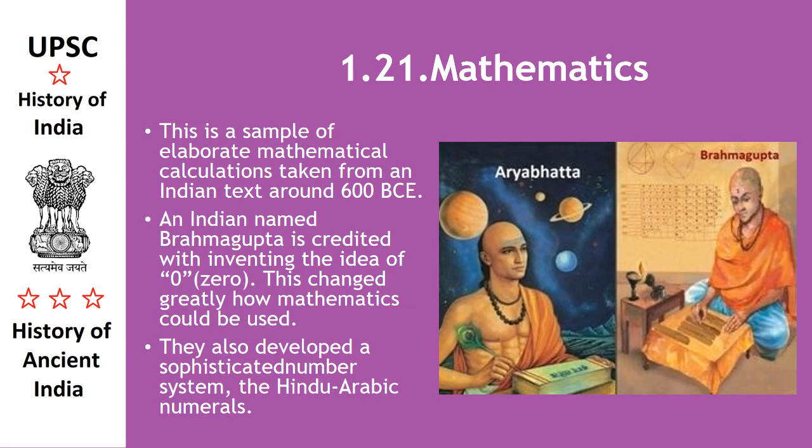Mathematics. This is a sample of elaborate mathematical calculations taken from an Indian text around 600 BCE. An Indian named Brahmagupta is credited with inventing the idea of zero. This changed greatly how mathematics could be used. They also developed a sophisticated number system, the Hindu-Arabic numerals.